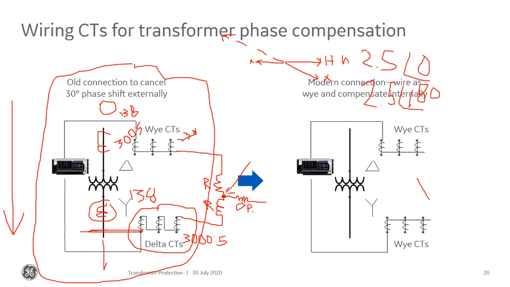So as long as the current in the restraint is a large enough percentage of the operate torque, it stays open. And so that's how this was accomplished in electromechanical relays.